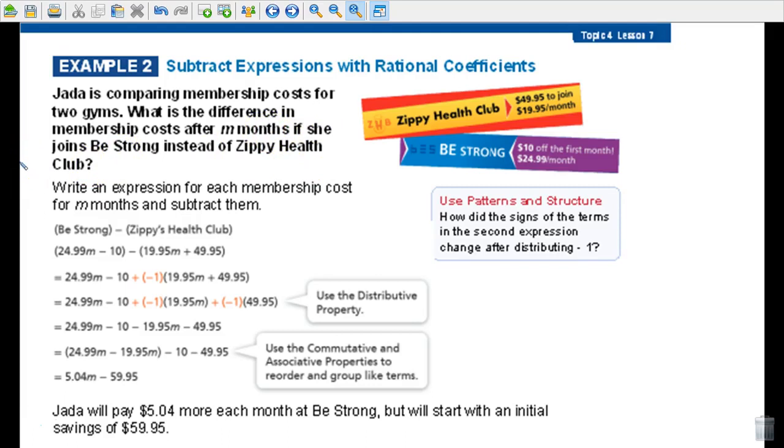First things first, I'm writing my expression for Be Strong. I get 24.99 M, because that's the month, minus 10. I don't really need the parentheses, but I got in the habit of writing them. And then I've got Zippy Health Club, which is 19.95 M plus 49.95.